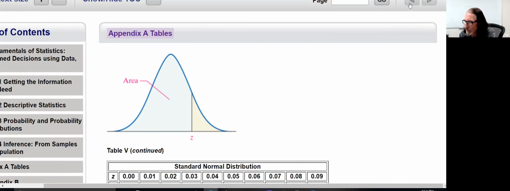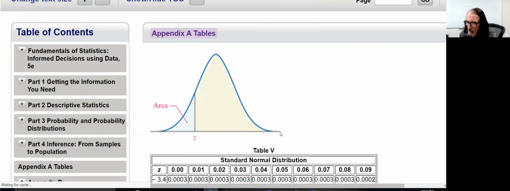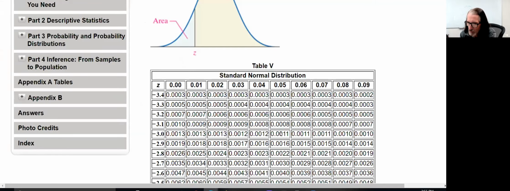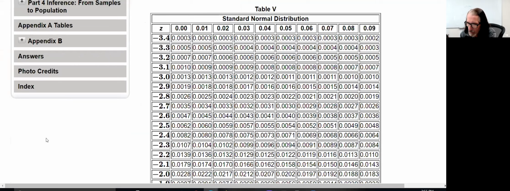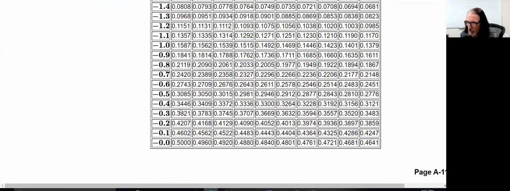Still not there. So negative 0.4. There's our 0.3446 by applying symmetry. Change the sign of the z-score, and it's going to change the direction. Okay, let's see what we have next here.